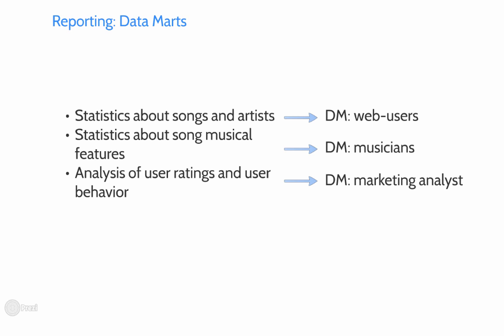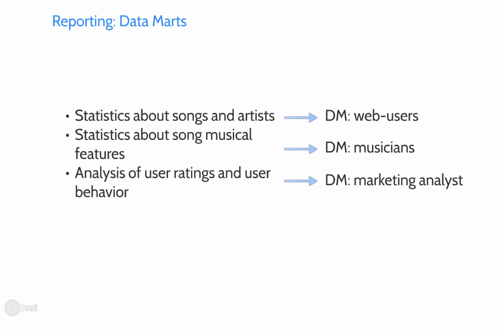As we mentioned earlier, we can divide all our queries in 3 categories. The first category is statistics about songs and artists. The second one is statistics about song musical features. And the last one is analysis of user ratings and user behavior. We can use 3 data marts for these purposes. The first one will be useful for regular users, the second one for musicians and professionals in the music industry, and the last one will be useful for marketing analysts. For drawing information for different types of user from data marts, we will use created OLAP cubes.